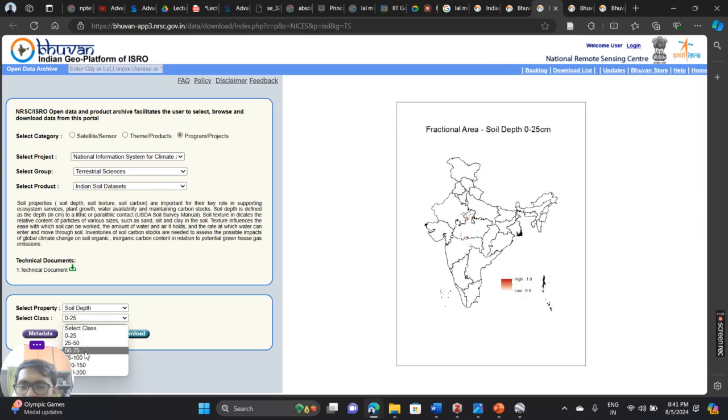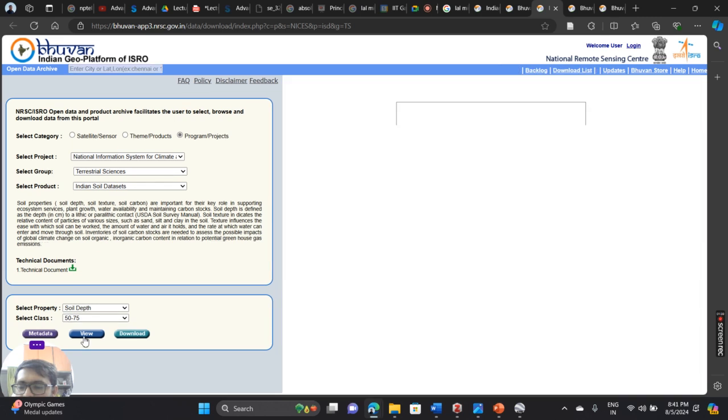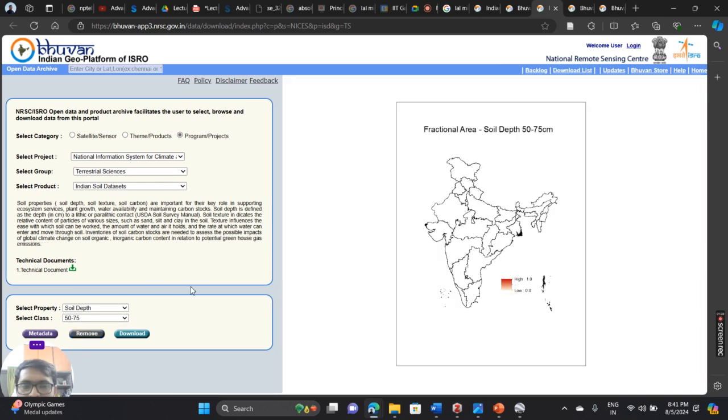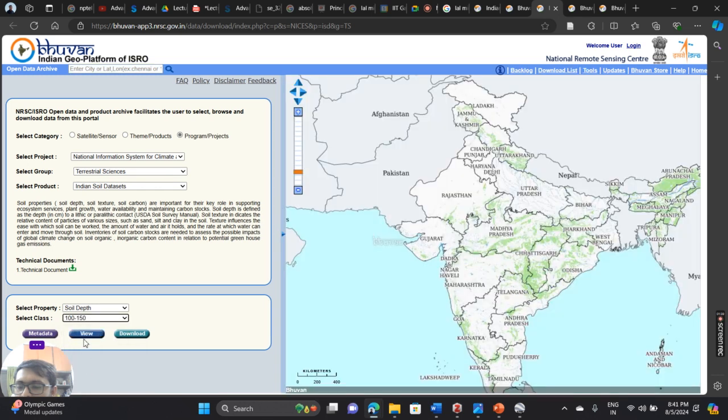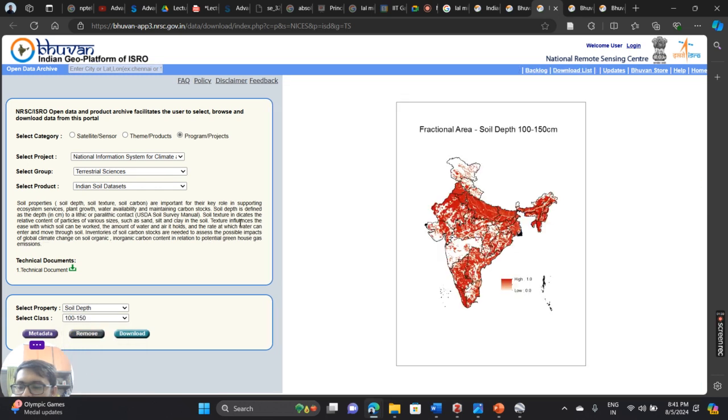Then 50 to 75, how much soil is there? Where is it available? And so like this, you can see that most of the soil is available from 100 to 150 centimeters. So like that, you can select depth, texture, or carbon density of the soil as well.